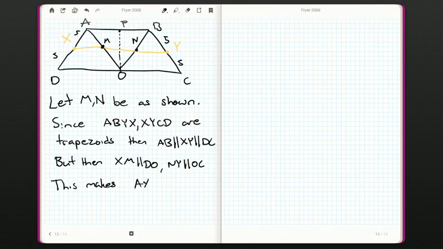So this makes triangle AXM similar to triangle ADO. Right? Because these are parallel lines, this angle in here is going to be the same as this angle here, this angle in here is going to be the same as this angle in here, and this was the common angle, so they're definitely going to be similar. And we also have BNY is going to be similar to BOC.